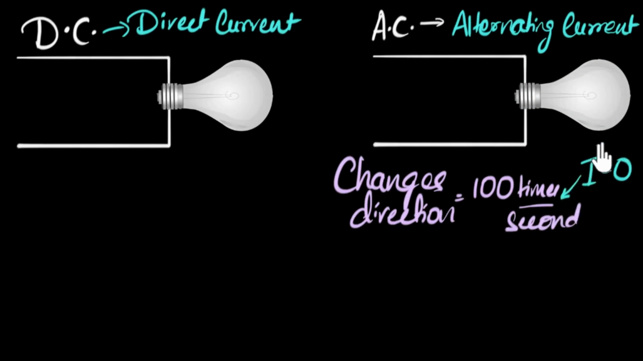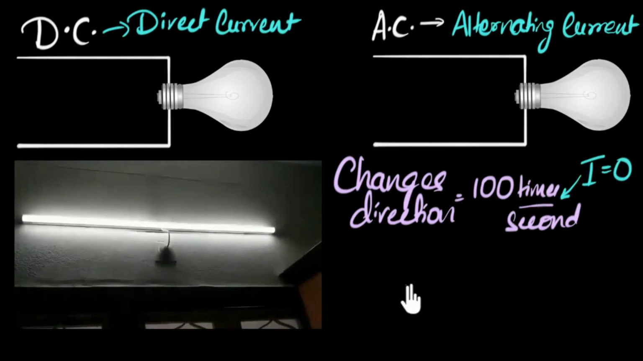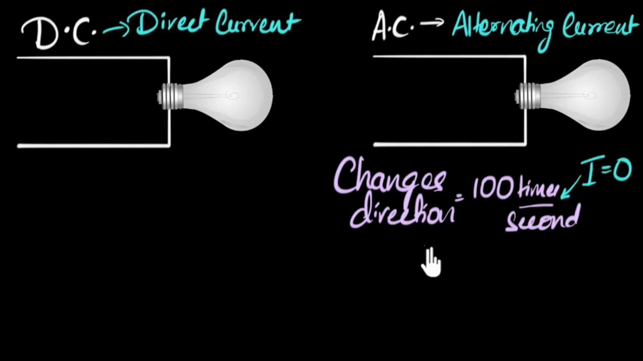And therefore, when the current goes to zero, that means our filament will cool down about 100 times a second. And as a result, we'll see the bulb dimming and then coming back up about 100 times a second. And of course, something very similar is happening with the tube light. It's flickering because of the alternating current. All right. This might bring more questions to your mind, like why do we choose 100 times a second? Or why do we even use alternating current in the first place? We'll address these questions towards the end of the video.